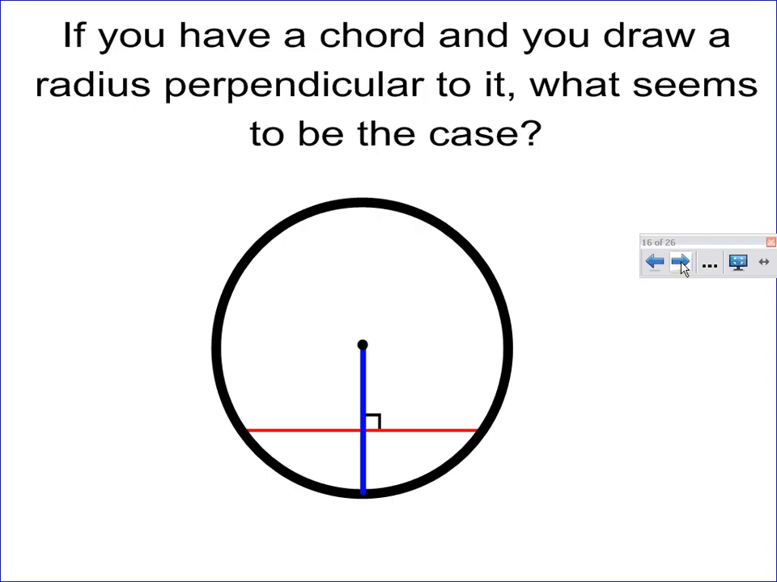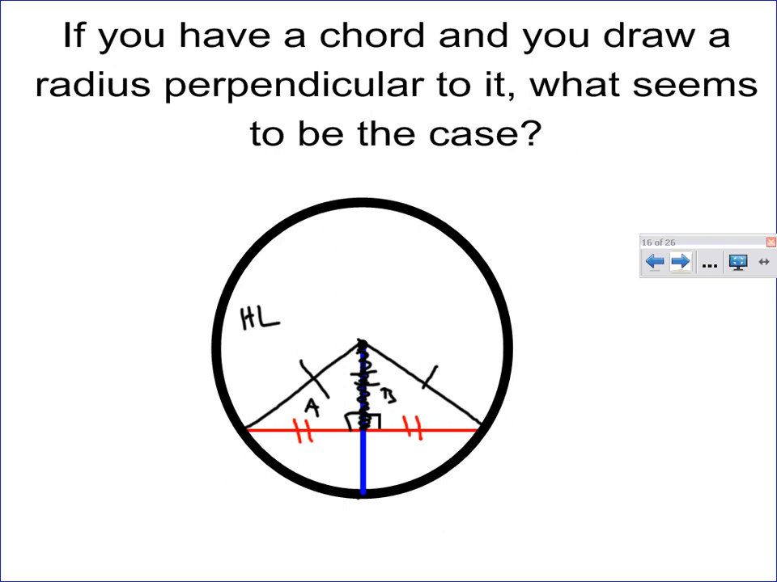If you have a chord and you draw a radius perpendicular to it, what seems to be the case? Well, I have this radius here. If I draw in 2 more radii, I know that those are congruent. I know that this is a right angle. These two triangles, A and B, appear to be congruent. To solidify that, I'm going to take part of that blue radius, and I know that it's shared by both of those. So these two triangles, A and B, are congruent by hypotenuse leg. Because they're congruent by hypotenuse leg, I know that these two segments here and here are congruent.